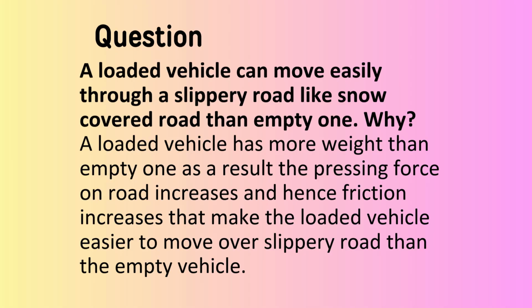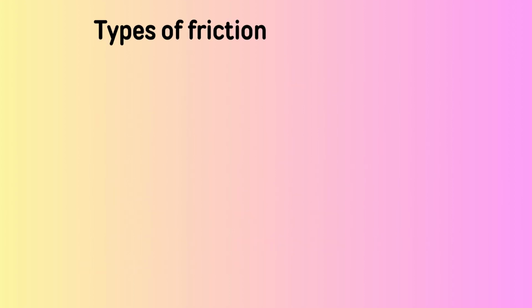Question. Why can a loaded vehicle move more easily through a slippery road, like a snow-covered road, than an empty one? A loaded vehicle has more weight than an empty one. As a result, the pressing force on the road increases and hence friction increases, which makes the loaded vehicle easier to move over a slippery road than the empty vehicle.